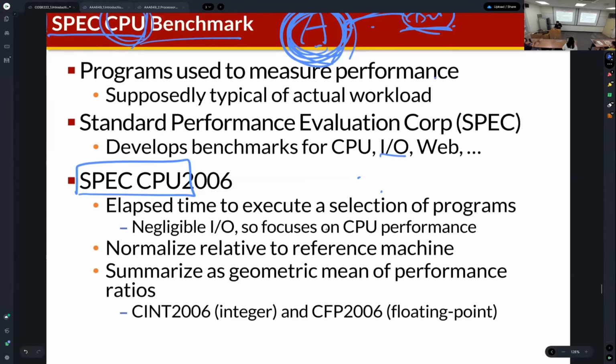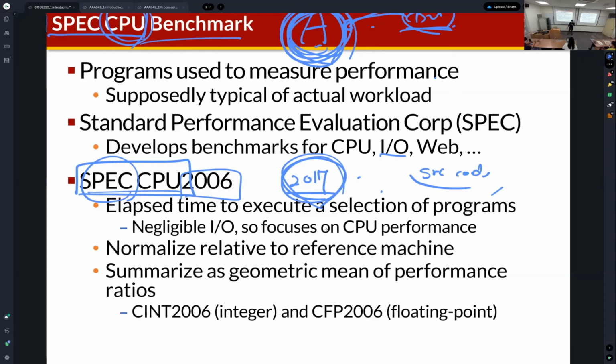Actually, the most recent version of the SPEC CPU is the 2017 version. Usually we use the 2006 version, but the most recent version is 2017. The SPEC benchmark provides the source code of the benchmark, and we can compile this source code with the compiler, and then run these compiled binaries on the testbed computer system. Testbed means the computer whose performance I want to measure, and this computer system is called the testbed computer system.